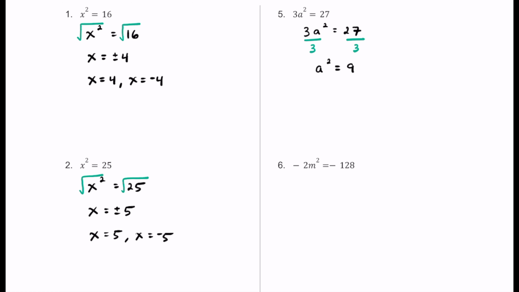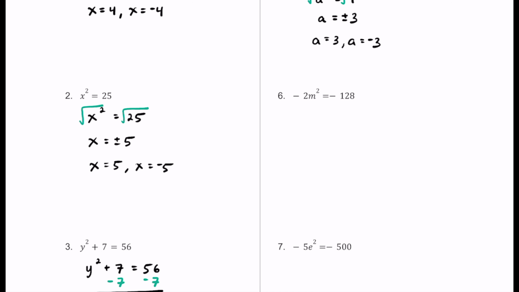So we have a squared is equal to 9. Now that a squared is isolated, we can take the square root of both sides. The square root of a squared is just equal to a. And the square root of 9 is going to be positive or negative 3. Writing these separately, a could equal positive 3, and a can equal negative 3.